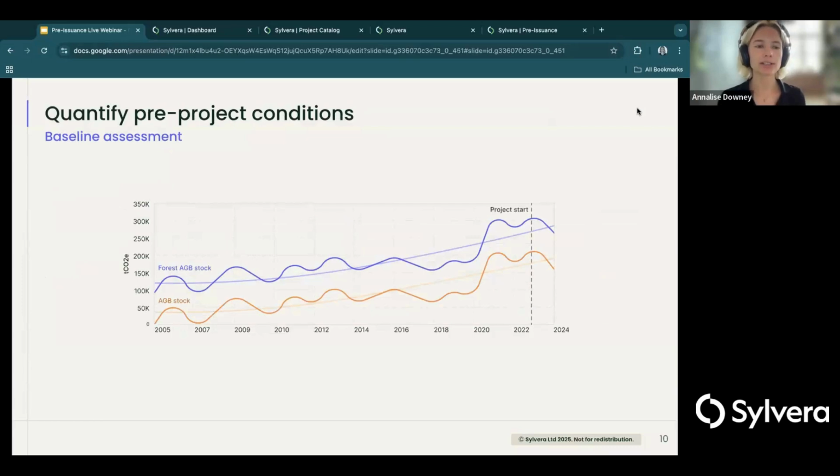For a REDD project, let's say, you will also be able to see the pre-project conditions. What has the forest change and the ultimate biomass change been in that project area before the project intervention, as compared to what has been reported by the project developer versus Sylvera's independent assessment of the above ground biomass carbon stock from our biomass time series data.